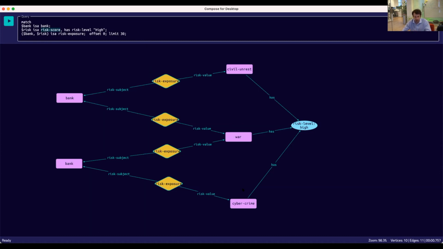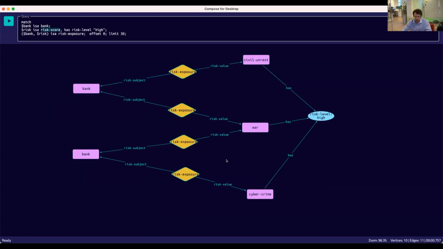And that's because those three risk types are subtypes of a risk score. So instead of having to write a query where we ask for, give me a bank connected to a civil unrest type, a bank connected to a war type, and a bank connected to cyber type, I can now simply abstract away and simply say, give me all the risk score. So that's the first abstraction that we see here.